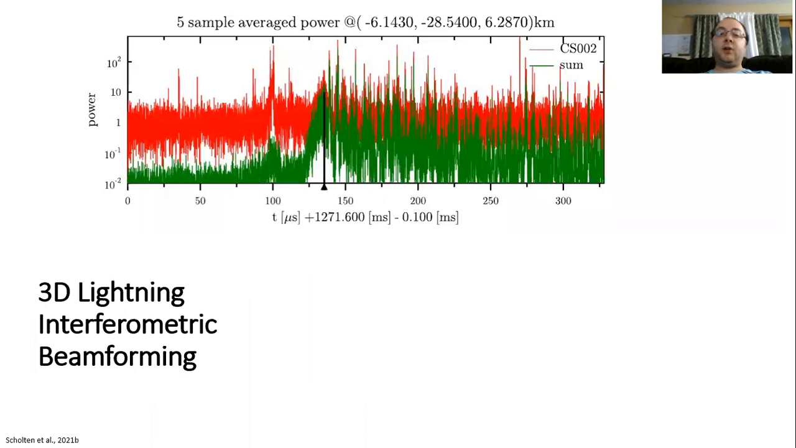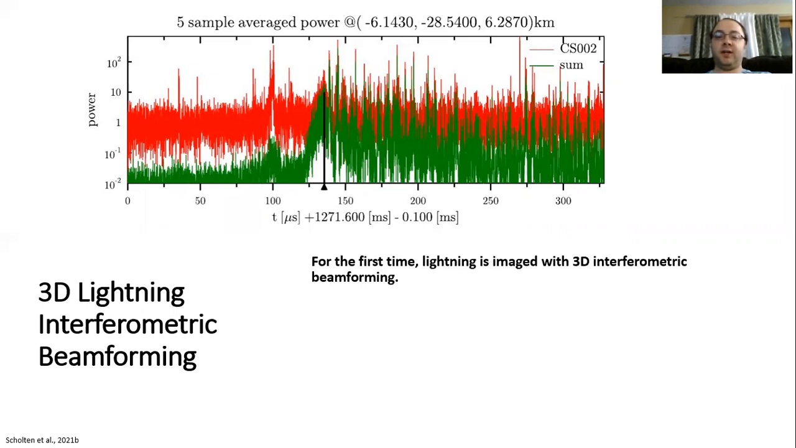So here we're using interferometric beamforming in 3D to study lightning. We're the first group to do this, and as a result, we're actually starting to unfold some of the mysteries of lightning initiation. Here I'm showing an example time trace of an initiation event.